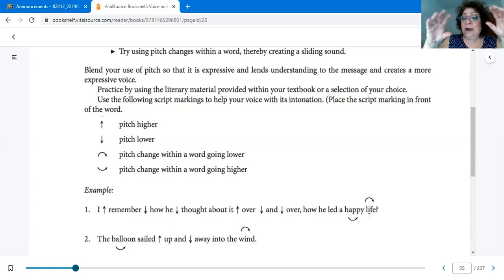That's pitch change up. Let's take happy, happy, happy, happy. I exaggerated that so you could hear it. I'm just going to use other words. Go, go. That's pitch change lower. Go, go. Pitch change higher.